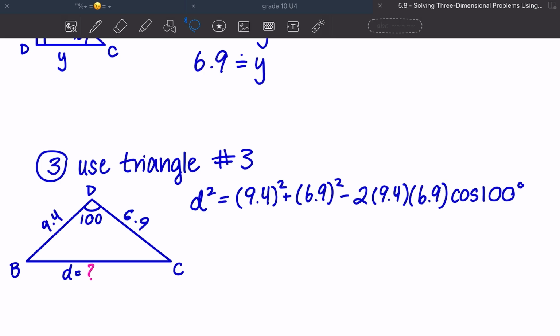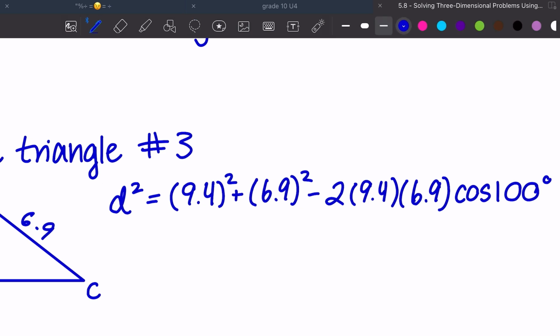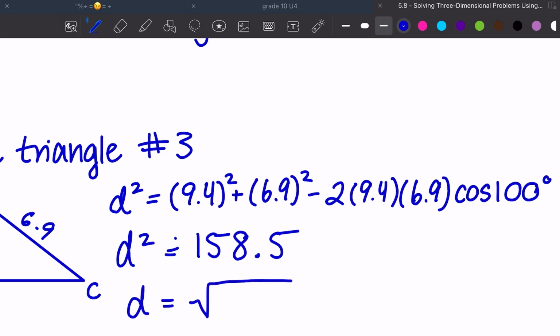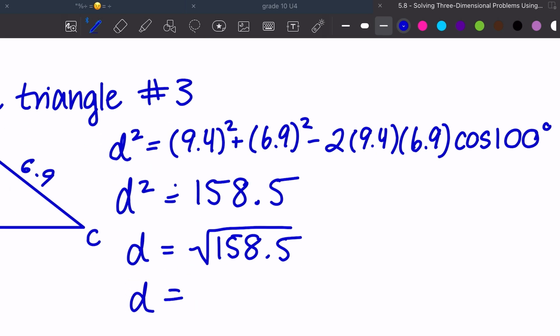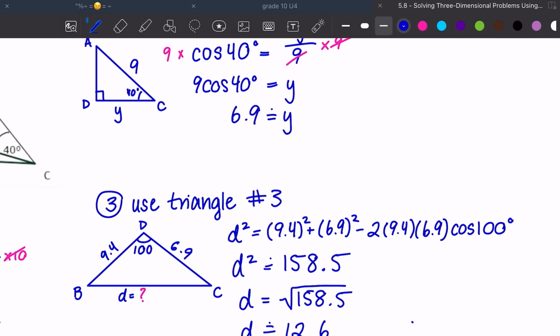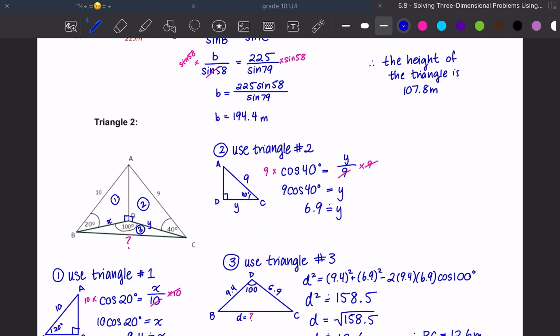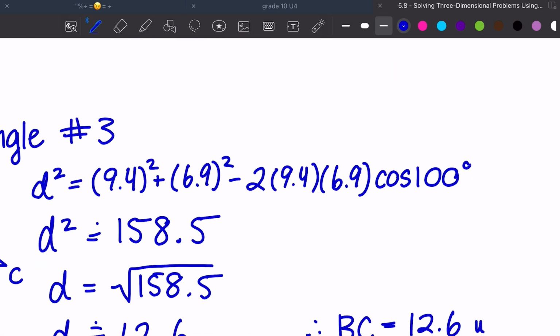That's it. So when you pop this all into your calculator, because you can do it all in one shot, you will get that D squared is equal to 158.5, approximately. And to undo this square, we square root both sides. So D is going to be equal to the square root of 158.5, which will give you approximately, I got 12.6. So therefore, we can say BC is equal to 12.6 meters. Or we don't even have units in this case, so I'll just say units.